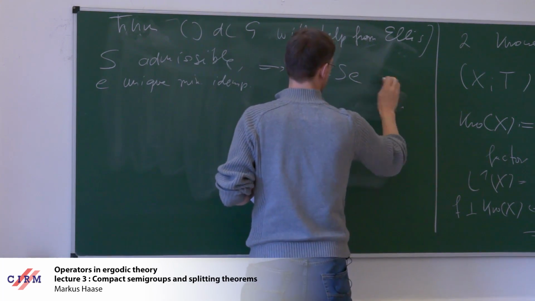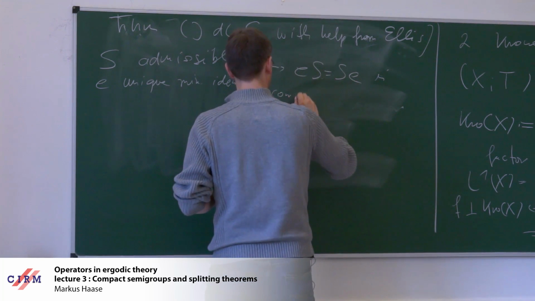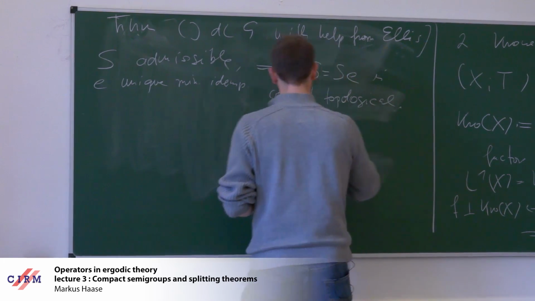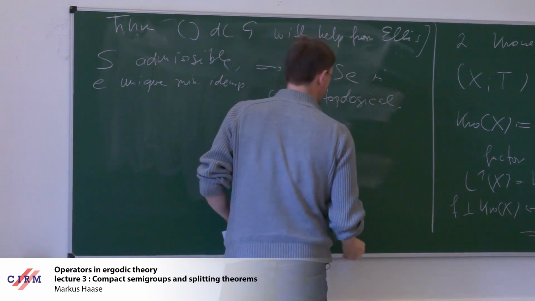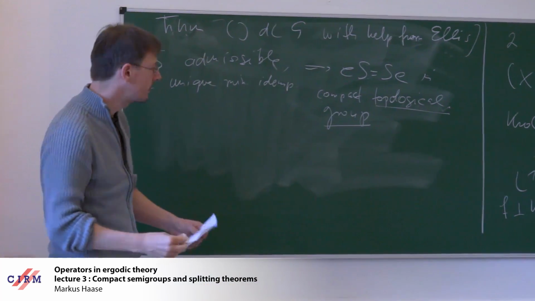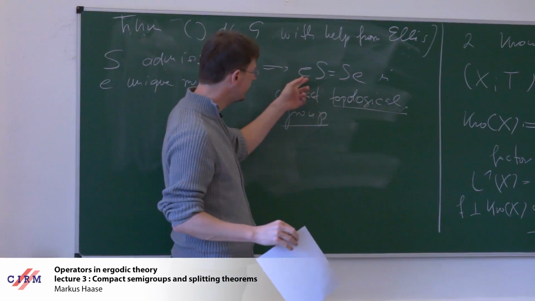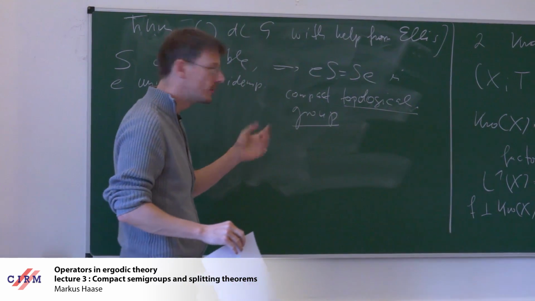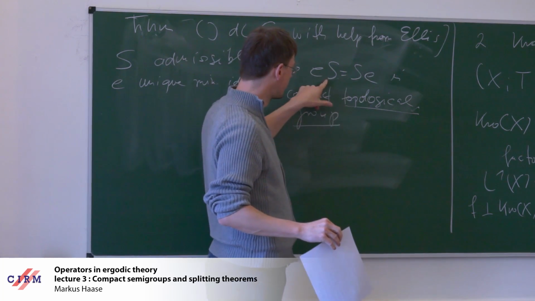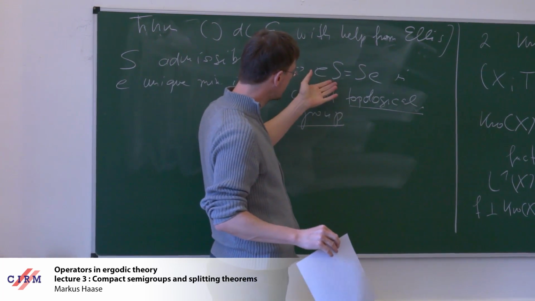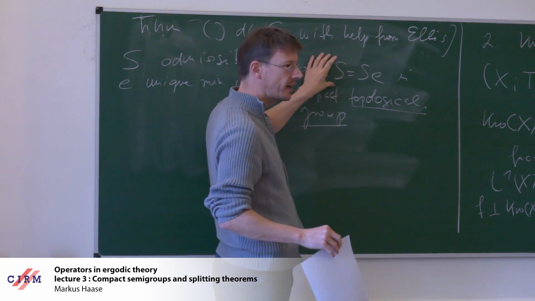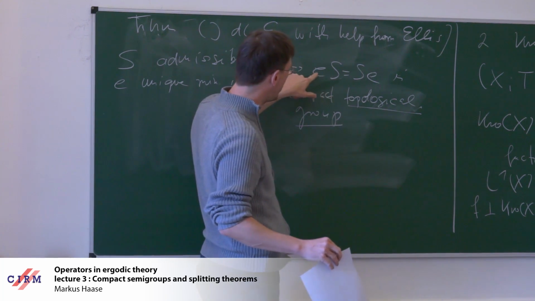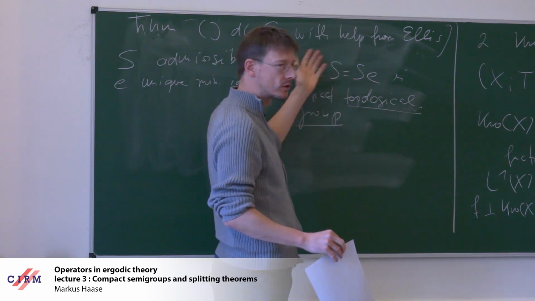And this is a compact topological group. So first of all, it is a group. That means the idempotent E is the unit element in this group, obviously, because a group only has one idempotent, namely the unit element. So a semigroup structure with this idempotent makes this set into a group. But then this group is compact, obviously, because S was compact and the shift by E is continuous, so it's also compact.